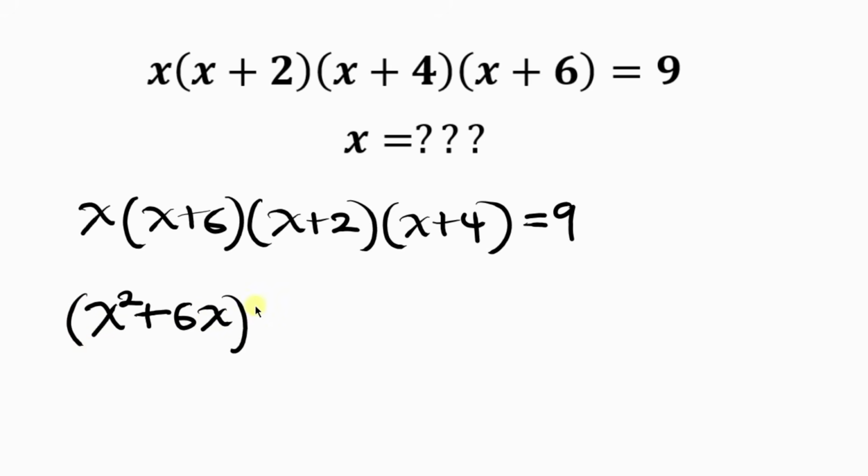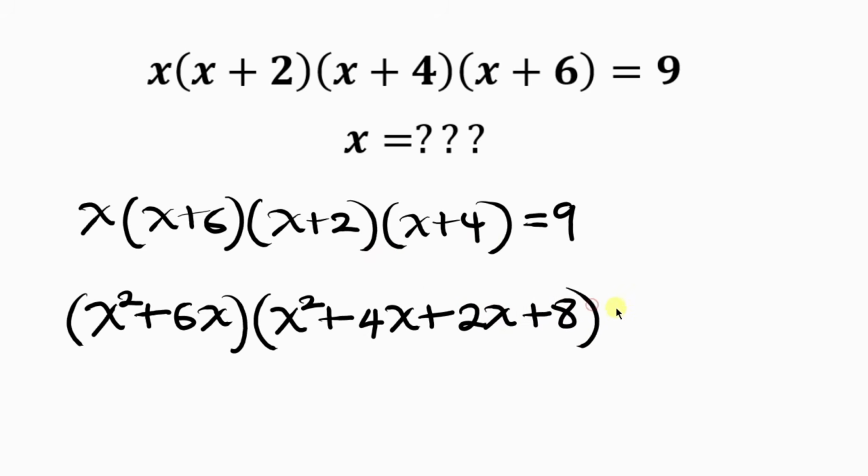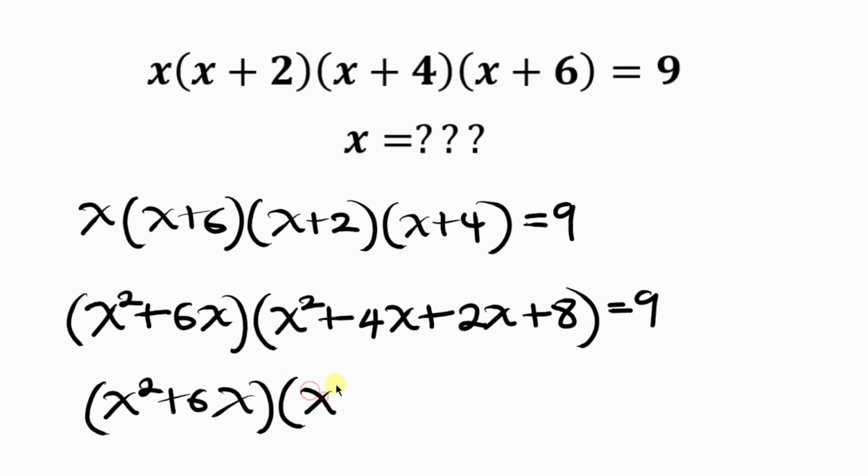Now, let's expand this too. We have x times x, that is x squared, plus x times 4, that will be 4x, plus 2 times x, that will be 2x, and then plus 2 times 4, that's it. And this is equal to 9. Very good. Now we can simplify this other bracket. So we have (x squared plus 6x) times, now simplifying, (x squared plus 4x plus 2x, that is 6x, and then plus 8). And this is equal to 9.